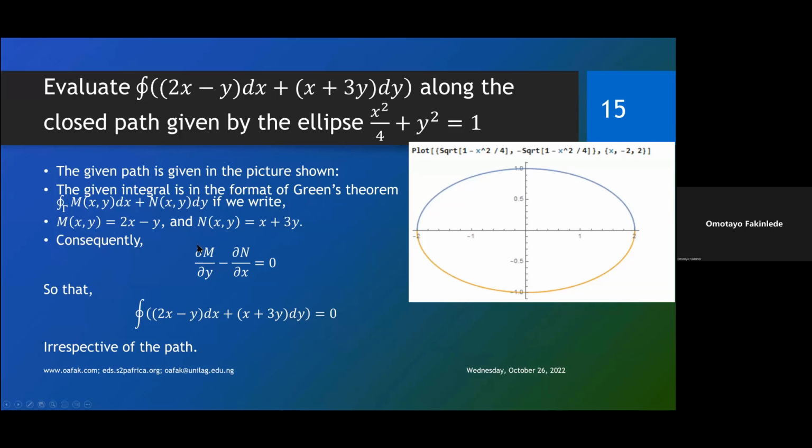you do the partial differentiation. If you differentiate M with respect to y, you get minus 1. And if you differentiate N with respect to x, you get plus 1. So if you add the two together, you get 0. So the expression, dN/dx minus dM/dy, gives you 0, irrespective of path. No matter which path you are doing, you are going to get 0.